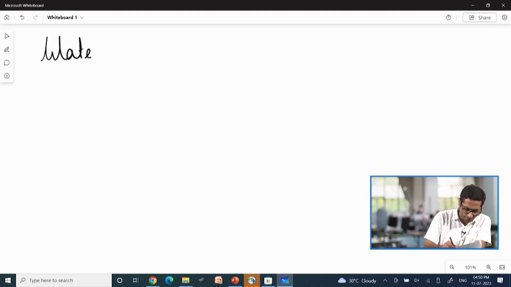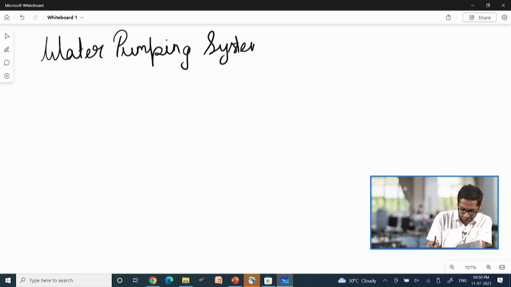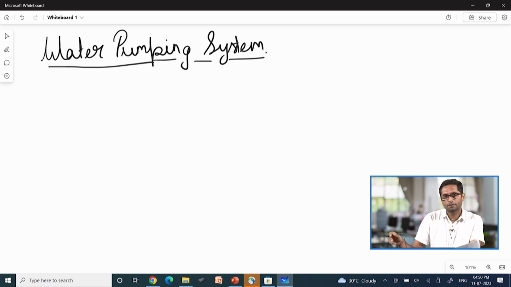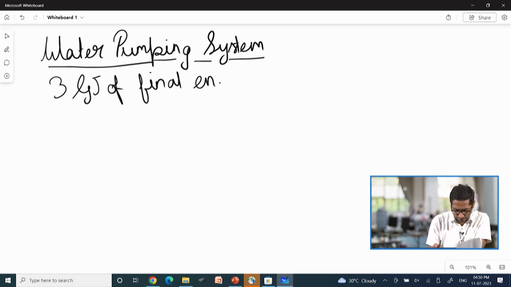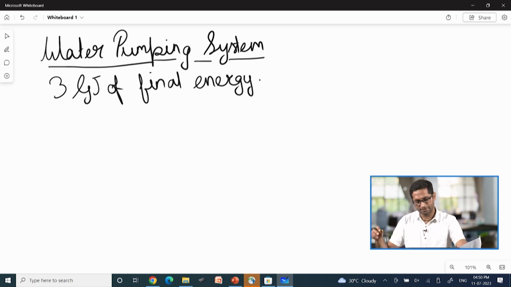What we are going to understand is the energy requirements of a water pumping system. We will go with the assumption that this pumping system has an end requirement of around 3 gigajoules of final energy. Now, this energy could come from different sources.